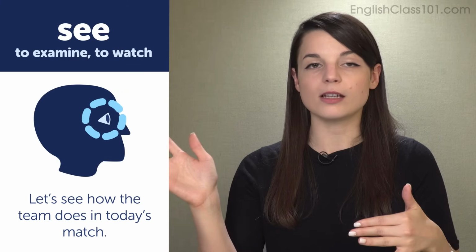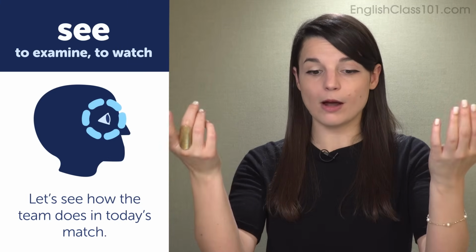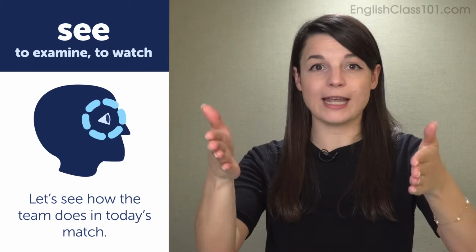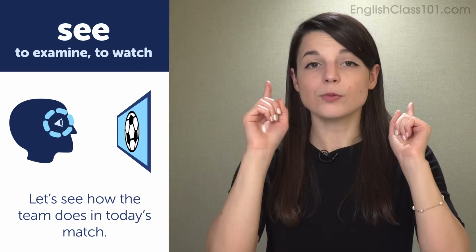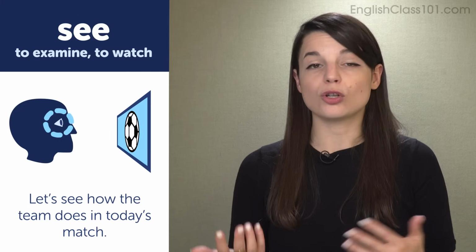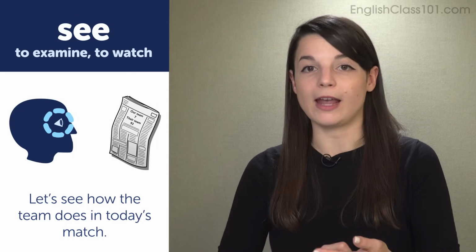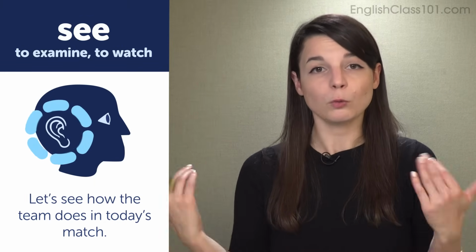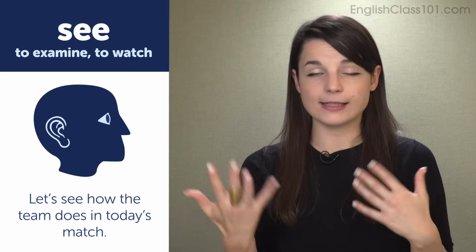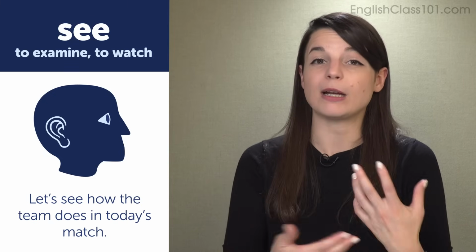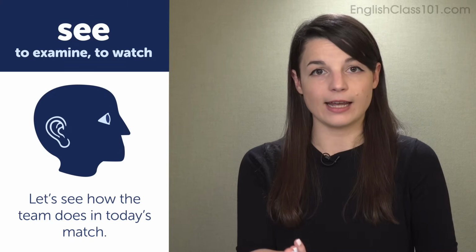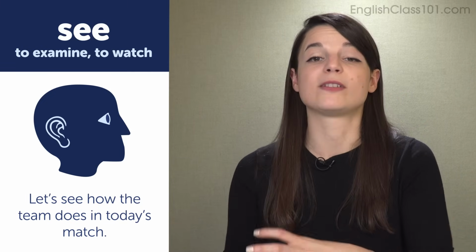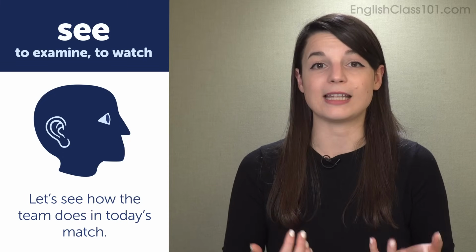In the example of let's see how the team does in today's match, we are talking about using our actual eyes, perhaps, if we are actually watching the match. If we go to the game or we see the match on TV, perhaps we are using our eyes. However, if we don't go to the match and we read the score from the game, or we hear on the radio something about the game, or we hear the results of the game, we can still use the verb see. See has this nuance of examining something. So we're expecting some result. So let's see, in this case, doesn't only mean using your eyes to examine. It can mean to examine maybe the results of something, to examine the outcome of something.